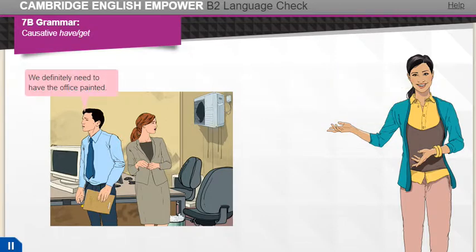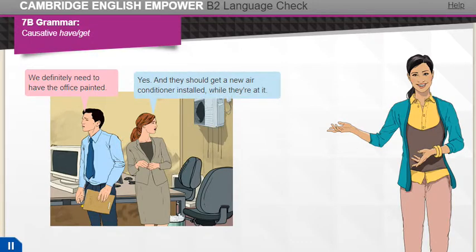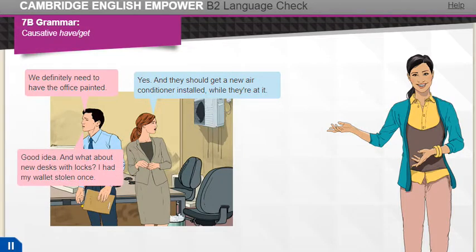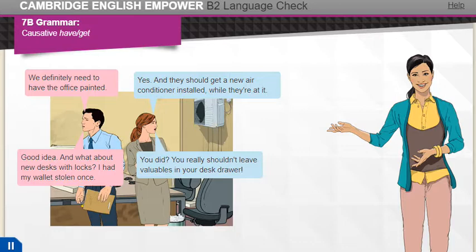We definitely need to have the office painted. Yes, and they should get a new air conditioner installed while they're at it. Good idea. And what about new desks with locks? I had my wallet stolen once. You did? You really shouldn't leave valuables in your desk drawer.